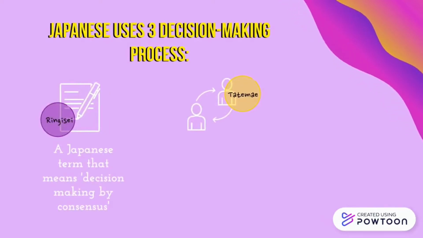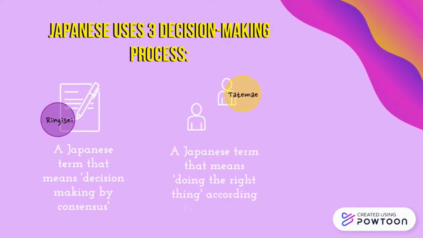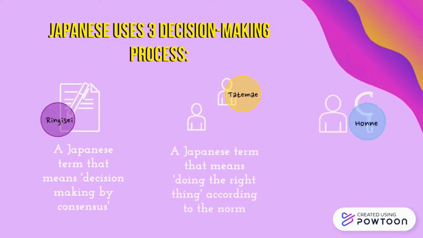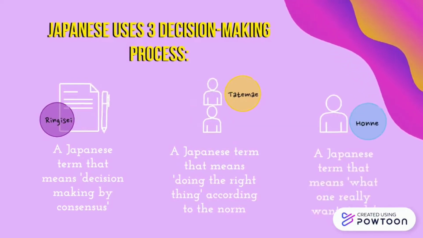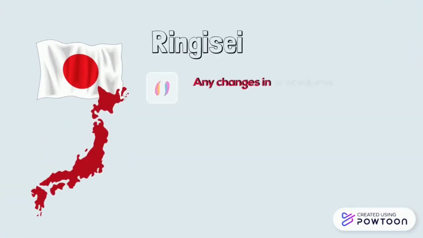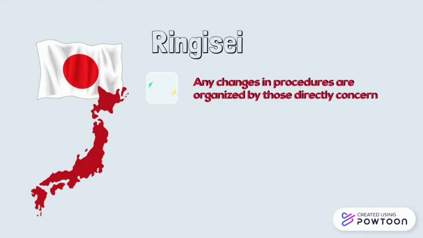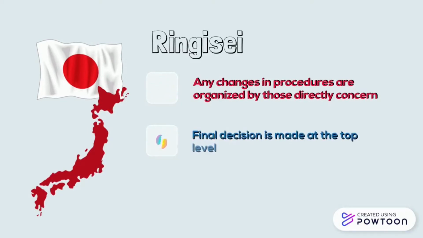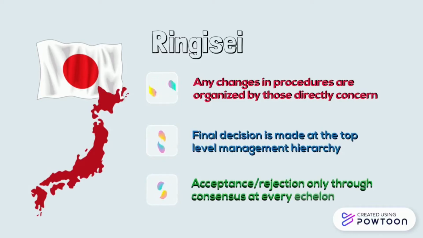Second, tatemae, which means doing the right thing according to the norm. And third, honne, which means what one really wants to do. Under the system ringi-sei, any changes in procedures and routines of the firm are organized by those directly concerned with those changes. The final decision is made at the top level in the management hierarchy and results in acceptance or rejection of a decision only through consensus at every echelon of the management structure.